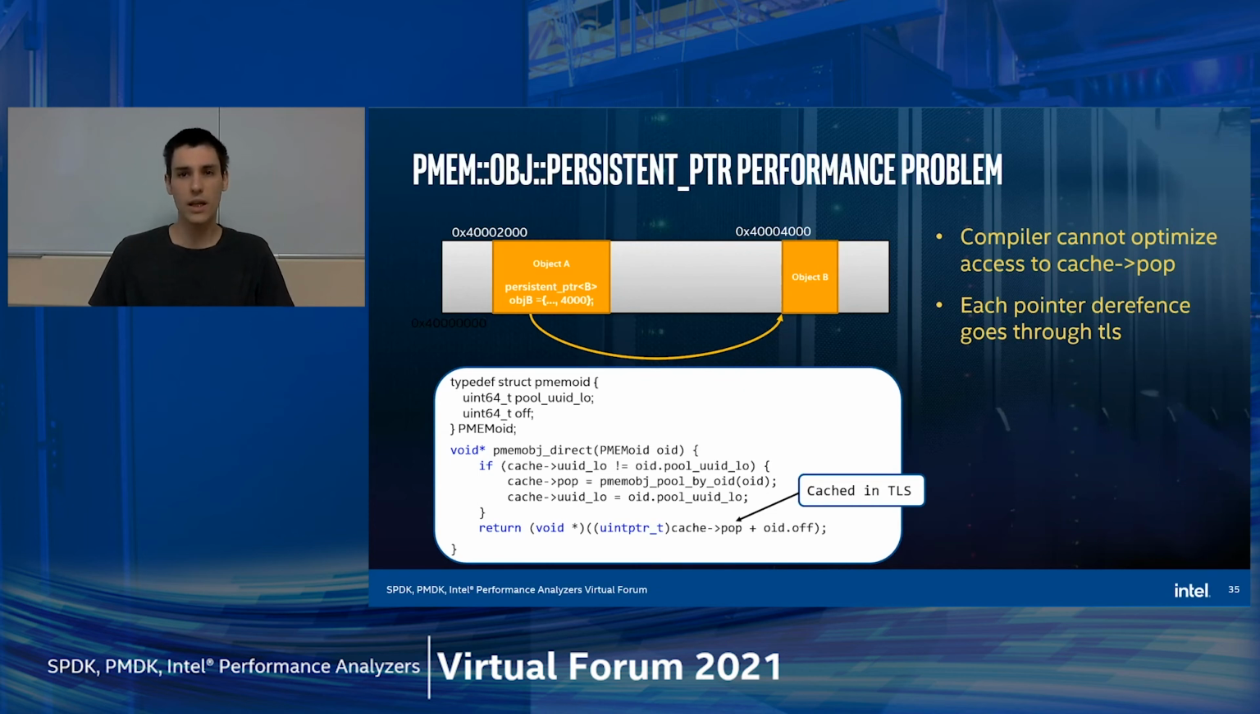After some investigation, we found out that the problem was in Pmemkv direct implementation. And Pmemkv direct is a function which is called on each pointer dereference. You can see this function on this slide. The function used a thread local storage to cache pool's virtual address offset, which prevented many compiler optimizations, including vectorization. This was the main problem from the performance perspective.